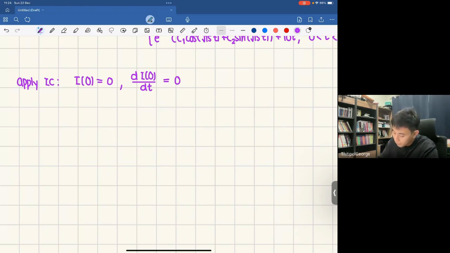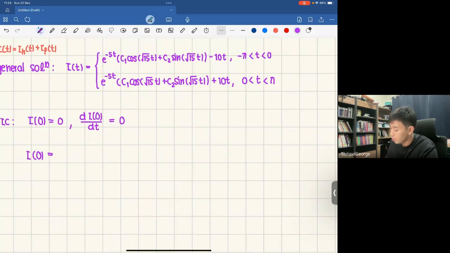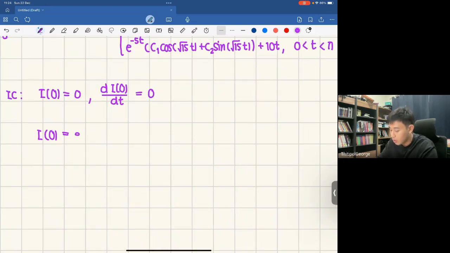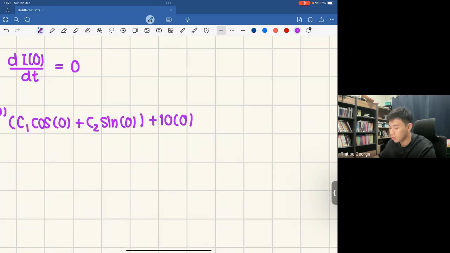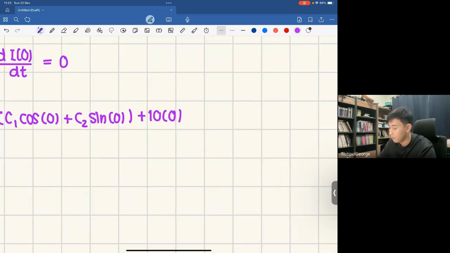So I(0) is going to be e to the negative 0, right? And then we have c1 cosine of 0 plus c2 sine of 0, and then plus 10·0. Actually, this one could be minus 10 or plus 10, because you get the same value, by the way.